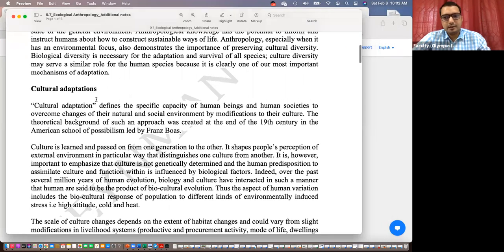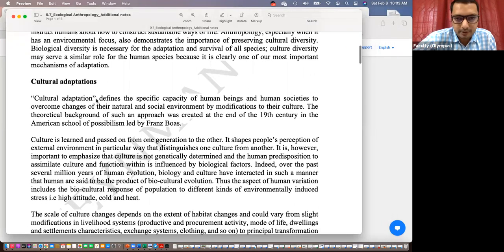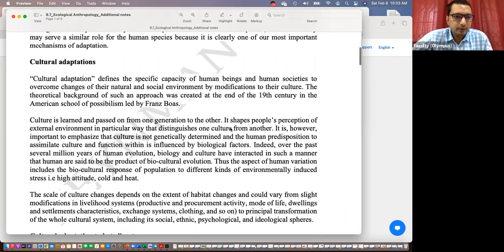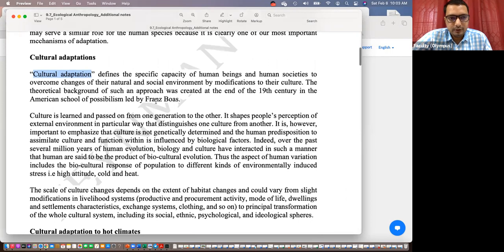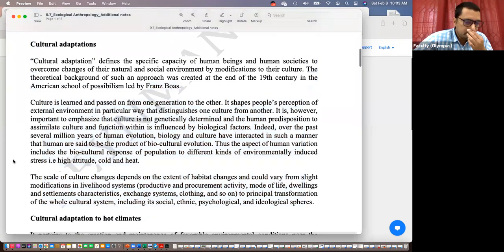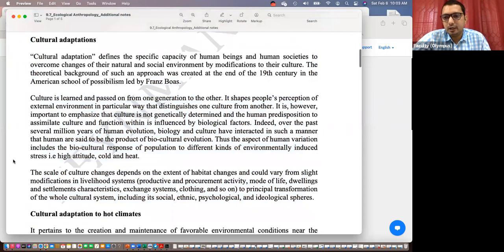So cultural adaptations, I've given a brief idea on cultural adaptation. You might have studied Franz Boas in the sociocultural part. He's the one who actually put emphasis on how human beings adapted culturally to certain climates like that. So this theoretical background comes from Franz Boas's work. Here you see how culturally we learn things. Culturally, we learn and figure out a few things.